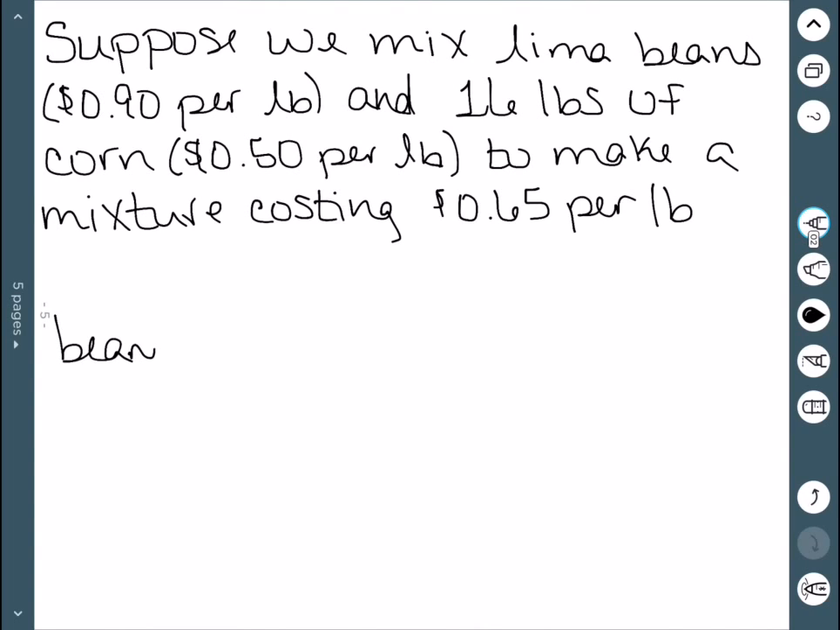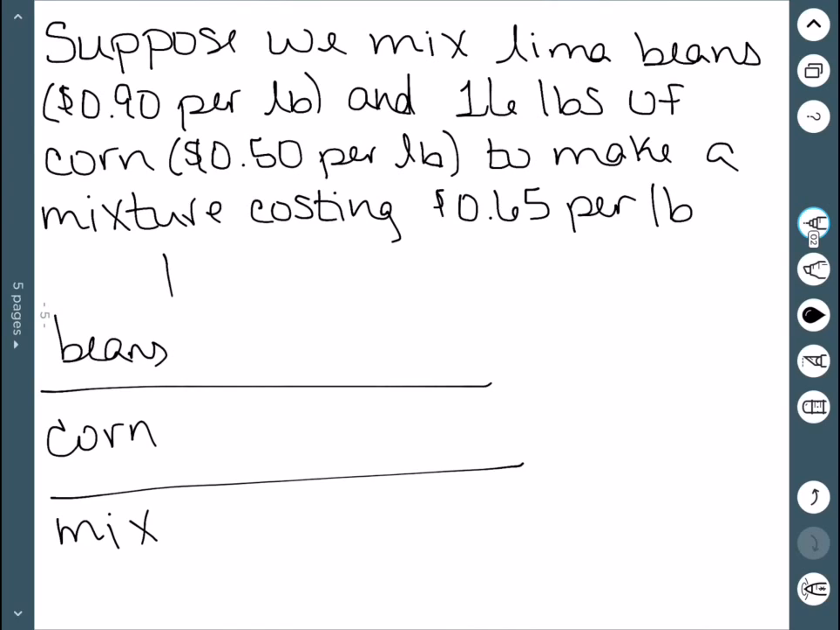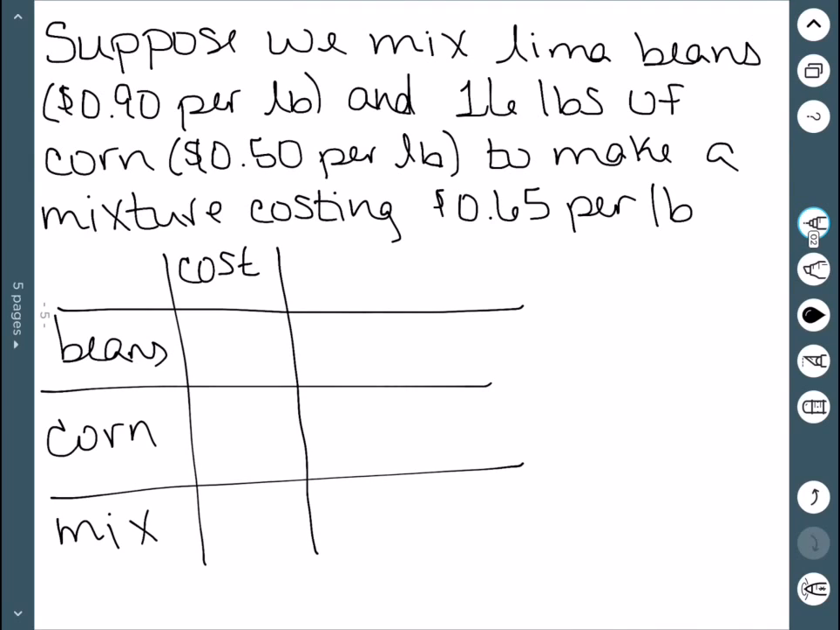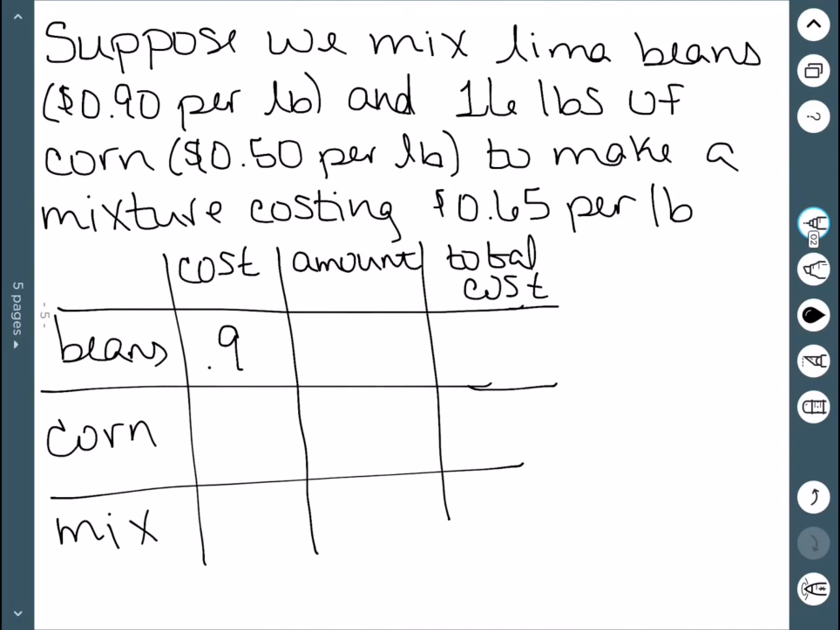So we're mixing beans and corn, and then we have our actual mixture. And we have three things that we have here: the actual cost of the product, the amount that we have, and then our total cost. We can fill in some of this pretty easily. We know that lima beans cost 90 cents per pound. We know that corn costs 50 cents per pound, and our mixture is 65 cents.